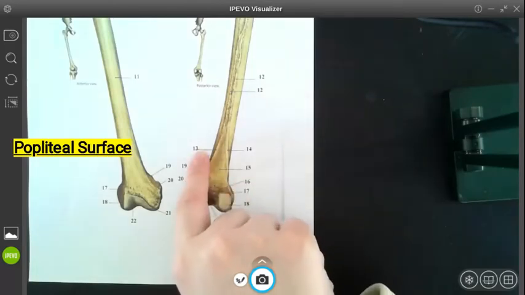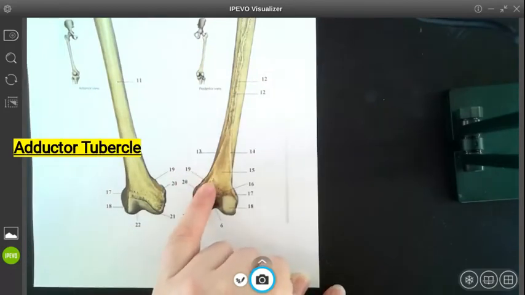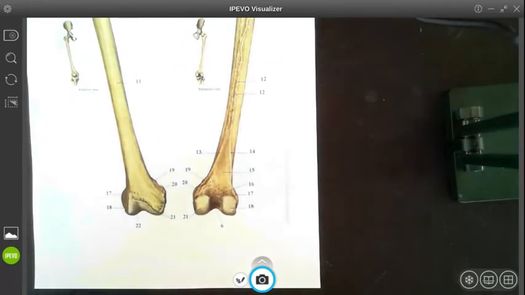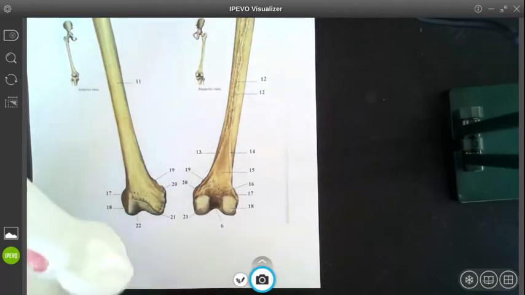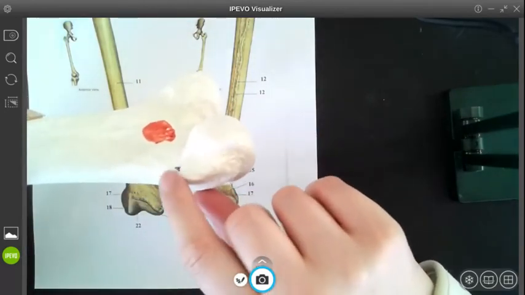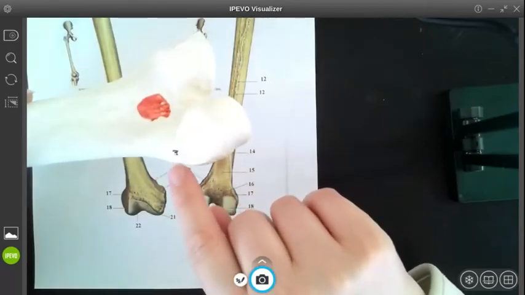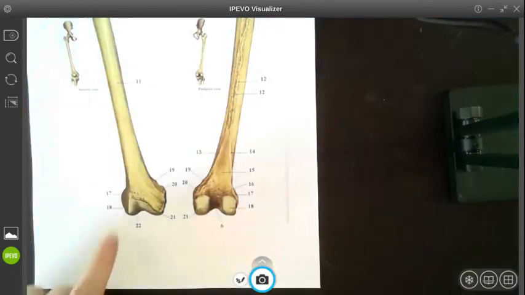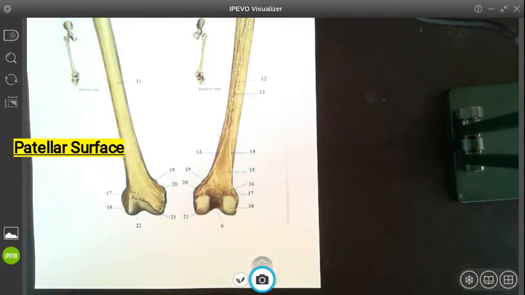14 and 13, you can put an A for both of those. 19, there's a little knob, which I usually have colored in, but I don't. Oh, I do. It's in purple right here. It should be colored in more, but that is the adductor tubercle. The adductor tubercle, there's a little knob right there. 22 is pointing at the surface on the front of the femur, which is the patellar surface.